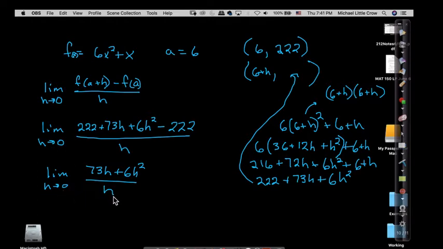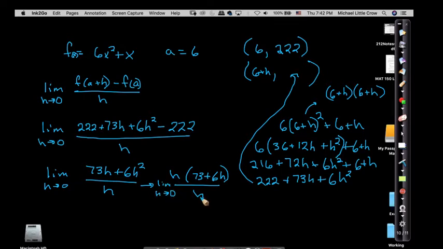So we can't let h go to 0 here because it's still in the bottom. But can we do some factoring in the top? I think we did this on Tuesday. Didn't we have to do a few algebraic ones where we had a factor? There is an h that can come out of both of these, right? So we factor out an h. We're left with 73 plus 6h all over h. And my limit should carry over: the limit as h goes to 0.